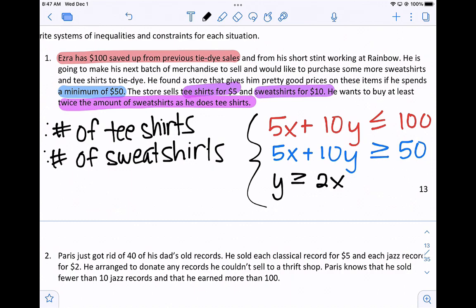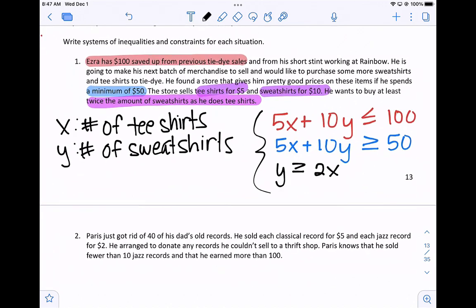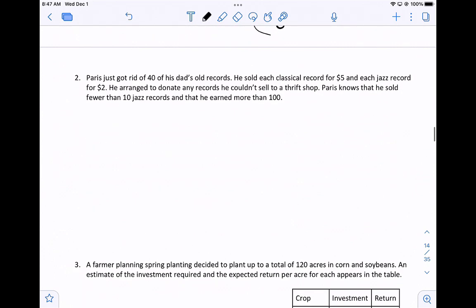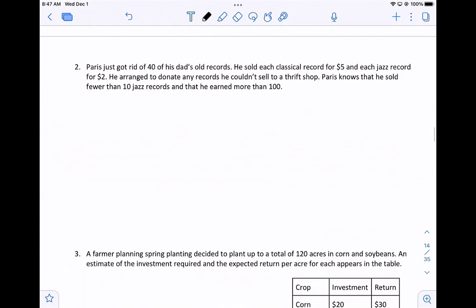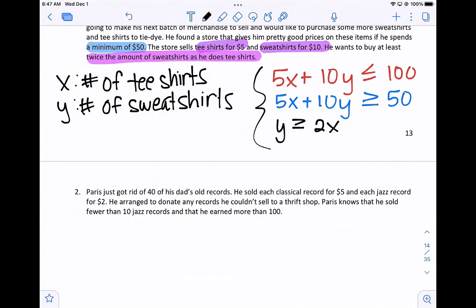And once you get comfortable with that, we'll take a look at, all right, how do we actually solve this problem? How can we figure out what's the combination of t-shirts and sweatshirts that he could buy? So your assignment then will be to take a look at 2 and 3, and it's, can you take these words and write the inequalities?